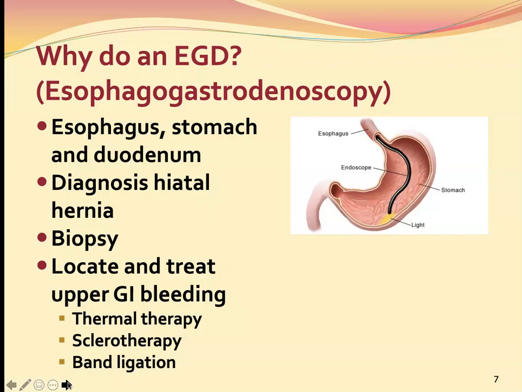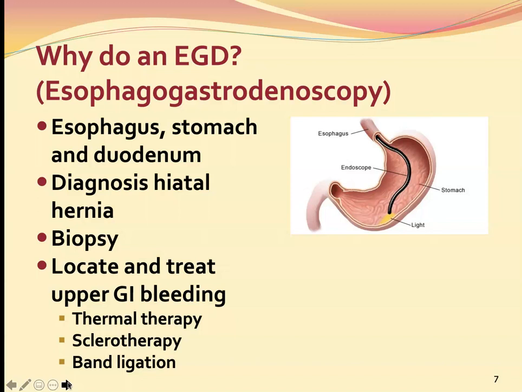And this is the most common test to evaluate for GI bleeding. It's good for visualizing the esophagus, the stomach, and the duodenum. It can be used to diagnose a hiatal hernia, and whenever they do an EGD, they can do biopsy, locate and treat the upper GI bleed, and they can also do thermotherapy, sclerotherapy, and band ligation.